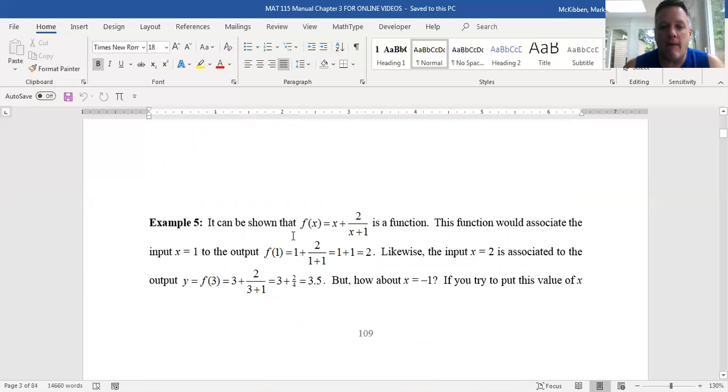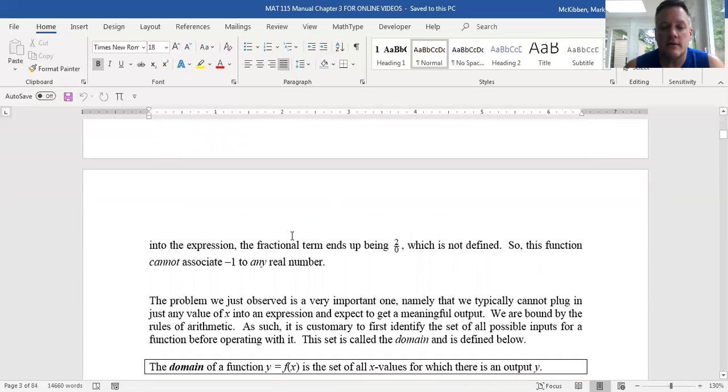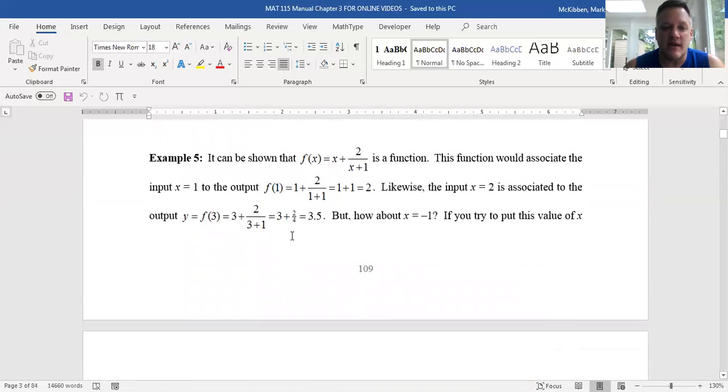All right, let's try. Okay, so let's look at example 5. Eventually we will actually graph this sort of thing, but you can prove that this is a function. If you give me a single x, there's a single output, right? So that can be done, don't worry about that.